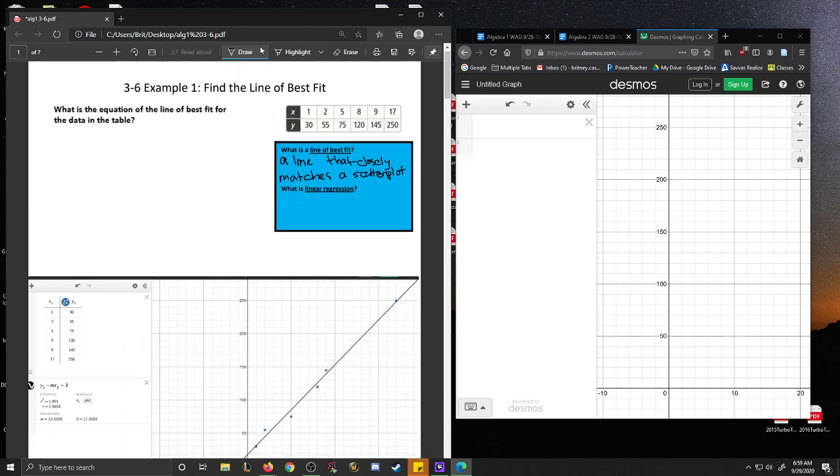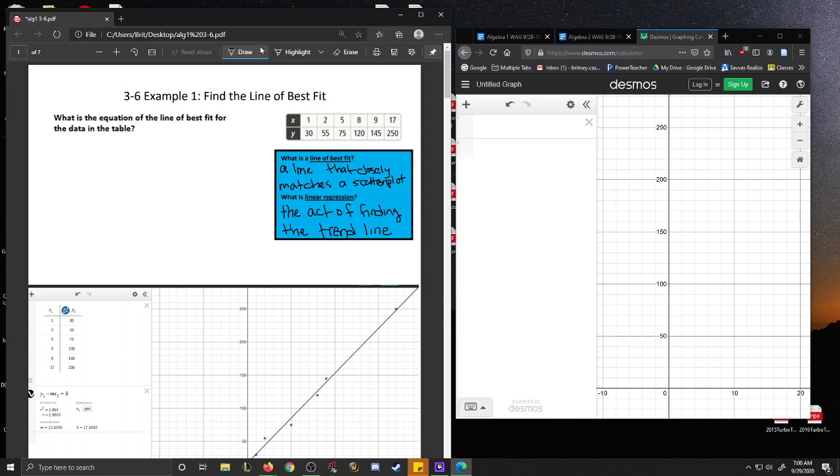So then we have to ask ourselves, what is linear regression? Linear regression is the act of finding the line of best fit. We can also call that line of best fit the trend line. So I'm going to write trend line there so I have more room. Now we've defined what a line of best fit is and what linear regression is. I want to show you how to find the line of best fit using Desmos.